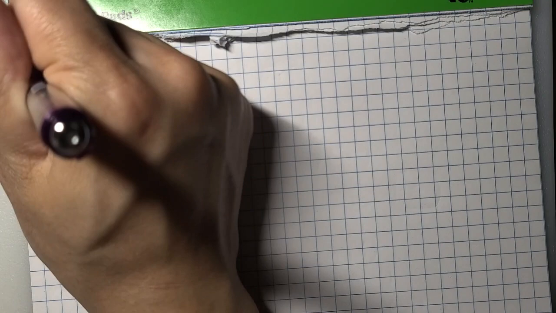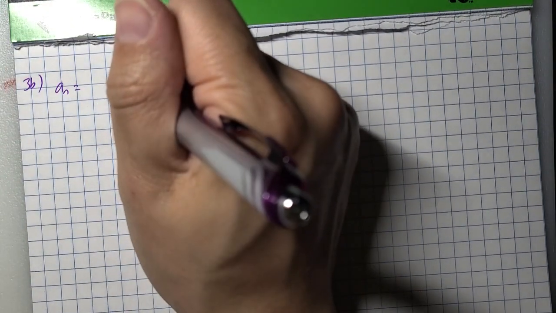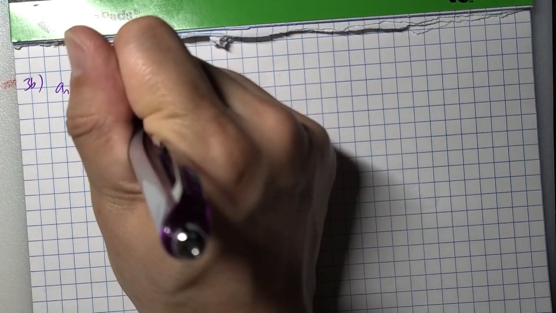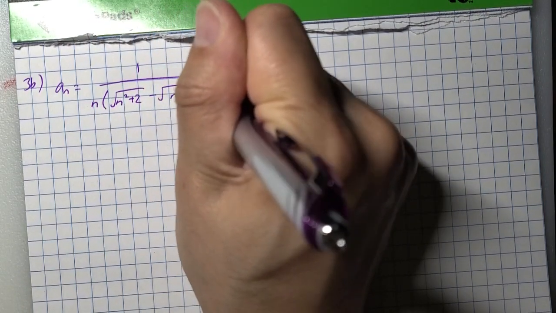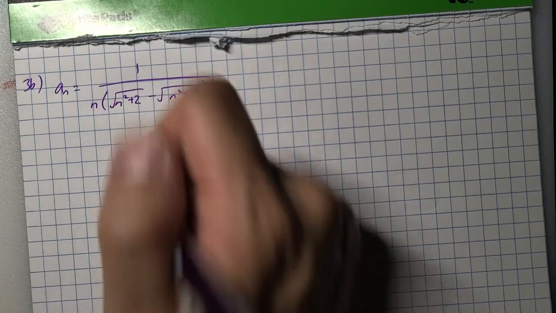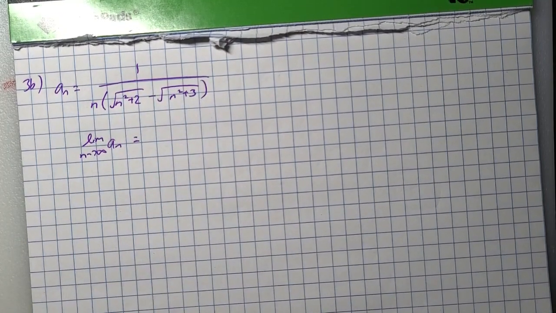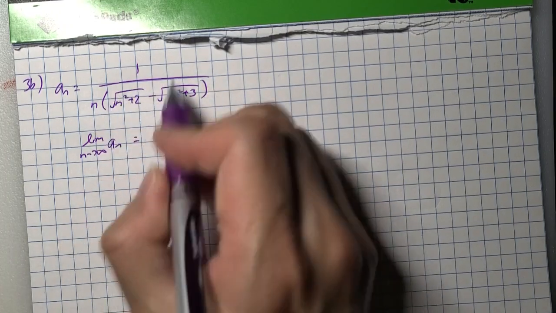Moving along. Okay. 3b, we have a sub n equal to 1 over some big term here, n times the square root of n squared plus 2 minus the square root of n squared plus 3. Okay, so how do we find if the sequence converges? We find the limit as n goes to infinity of a sub n. That's easy. So how do we find the limit for this as n goes to infinity?